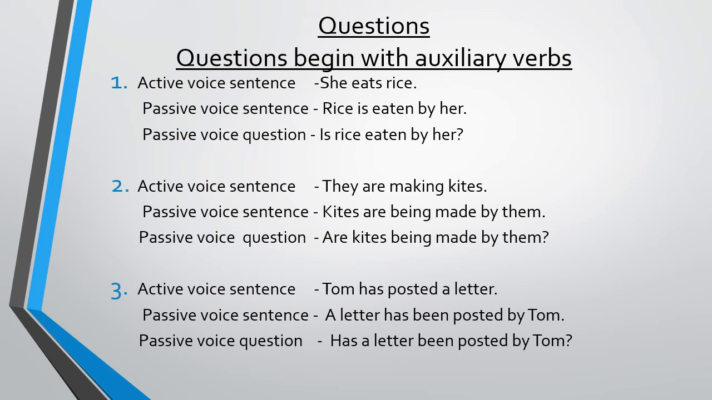Children, now you should construct the question. First move the auxiliary verb are to the front. Then write the object. The object is kites. Next you should add being according to the formula of present continuous tense. Then write the past participle form of the main verb, that is made. Then add the preposition by. Finally write the object pronoun them and construct the question in passive voice. The question is, are kites being made by them?